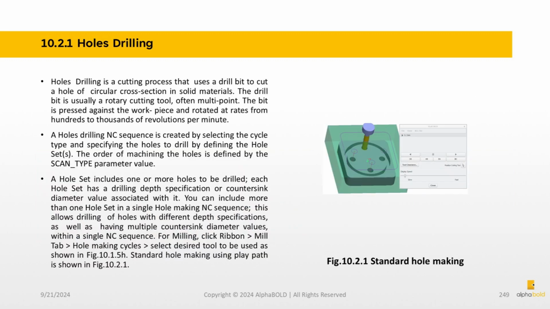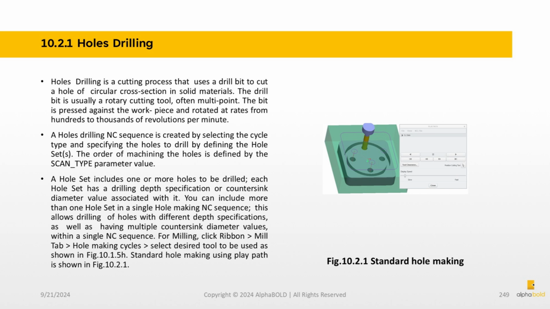Holes drilling is a cutting process that uses a drill bit to cut a hole of circular cross-section in solid materials. The drill bit is usually a rotary cutting tool, often multi-point. The bit is pressed against the work piece and rotated at rates from hundreds to thousands of revolutions per minute.